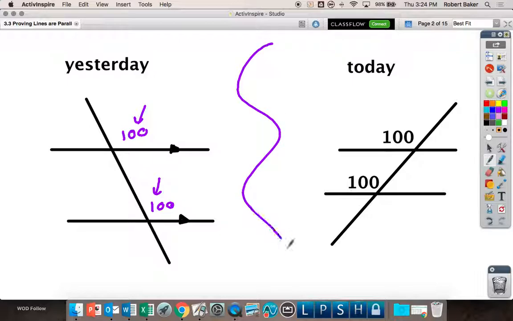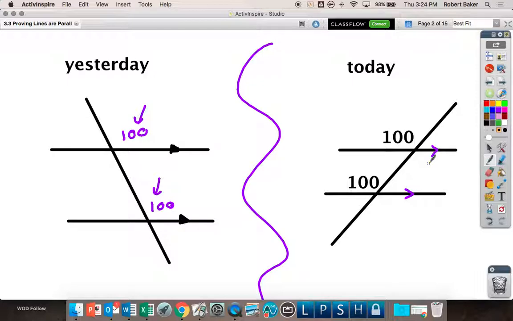So, huge break. Today, you know that these angles are equal, and you can say now the lines are parallel. So we're going backwards. Yesterday, step 1, the lines are parallel. Step 2, you say the angles are equal. Today, step 1, the angles are equal, and you conclude the lines are parallel. So yesterday we were describing angles because lines are parallel. Today we're describing parallelism because the angles are congruent. We are just going backwards.